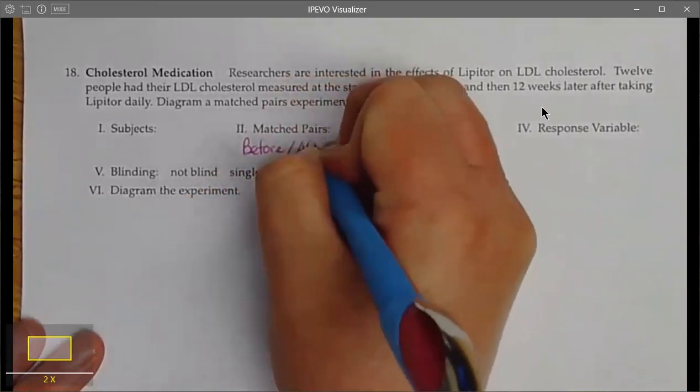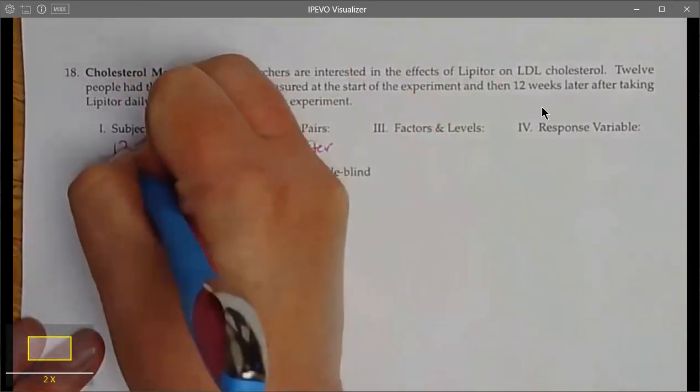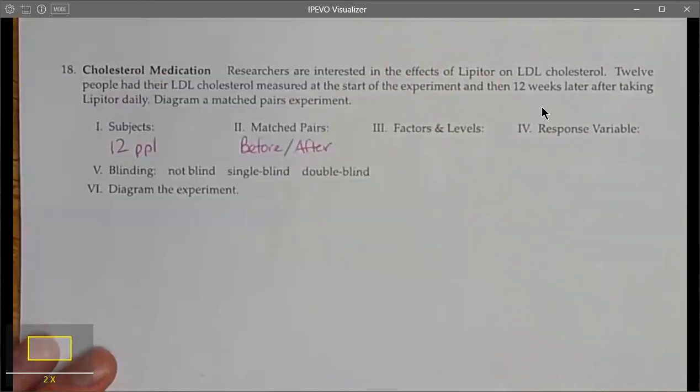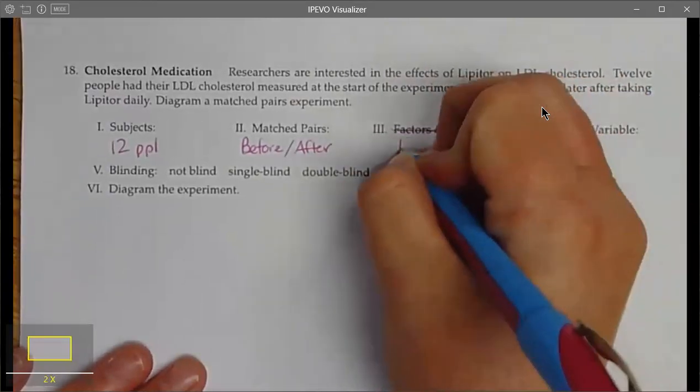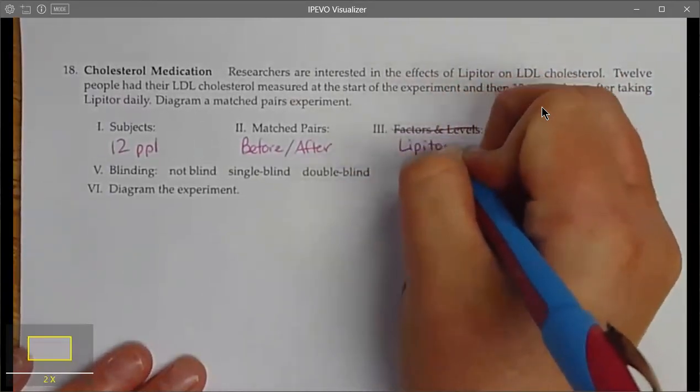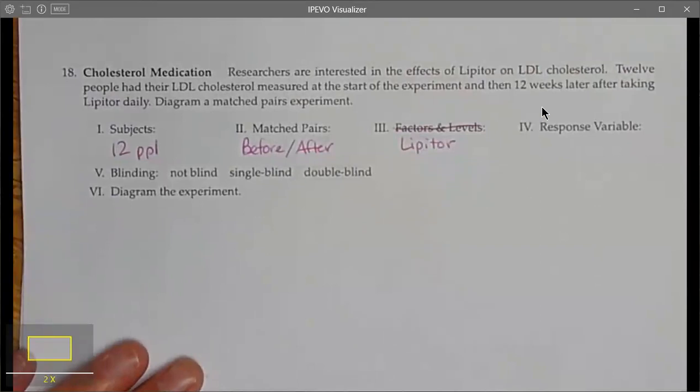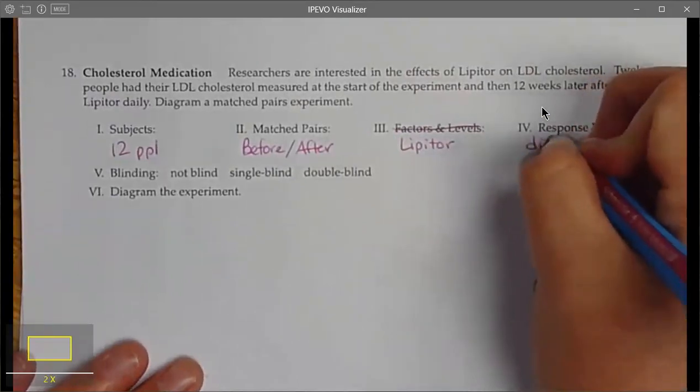We have 12 people, 12 subjects. We only have one treatment that we're doing here, so just the Lipitor. Everyone's getting it. And then our response variable is going to be the difference in the cholesterol level.